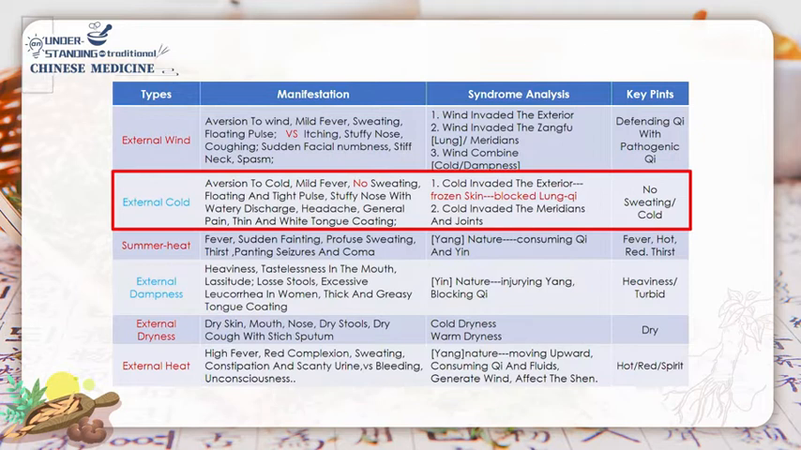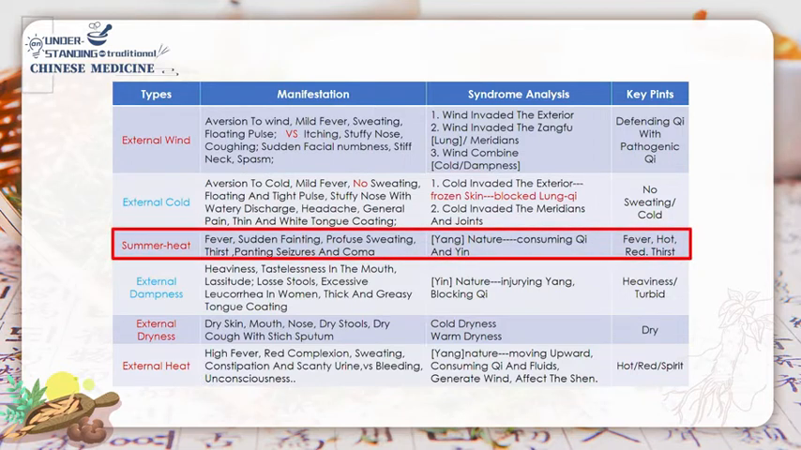The external cold syndrome is a general name for the various kinds of syndromes due to the contraction of external cold. As a yin pathogenic factor, it easily blocks the exterior and constrains wei qi, the defending qi. So the main complaints include aversion to cold, no sweating, headache, general pain, etc. While if the cold invades the meridians and joints, there will be cold pain in those areas.